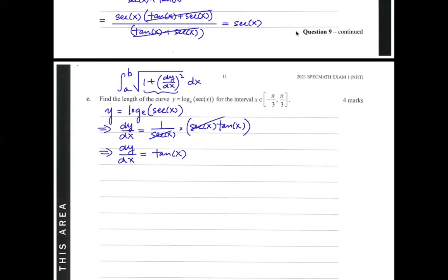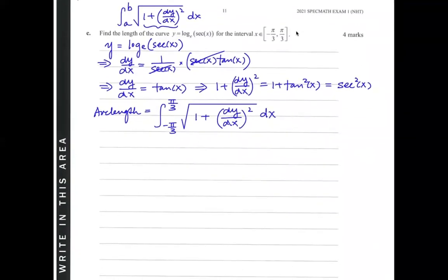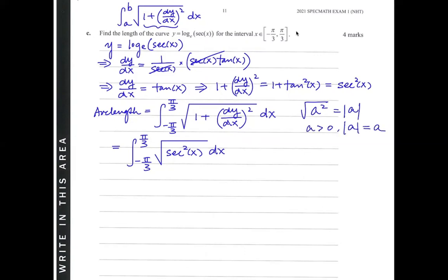Before I do the substitution, I would like to write the expression for 1 plus dy/dx squared. So 1 plus dy/dx squared is 1 plus tangent squared x. What is that? Take a look at your formula sheet. It's secant squared x. Very easy. So the arc length is just the integral from minus pi over 3 to pi over 3 of square root of 1 plus dy/dx squared dx, which is the integral of square root of secant squared x dx. I know square root of a squared is absolute value a, but if a is greater than 0, absolute a is equal to a itself.